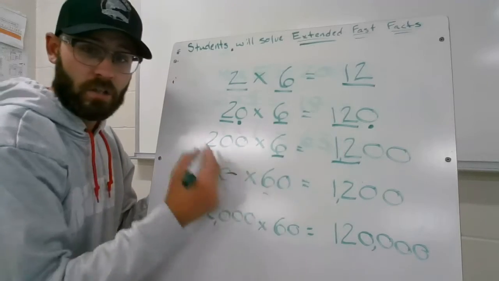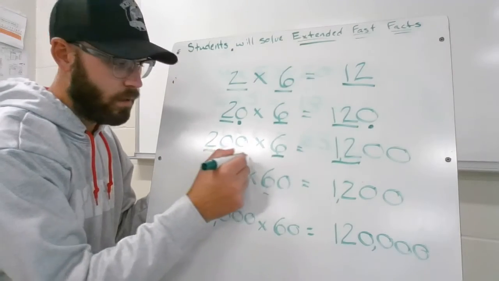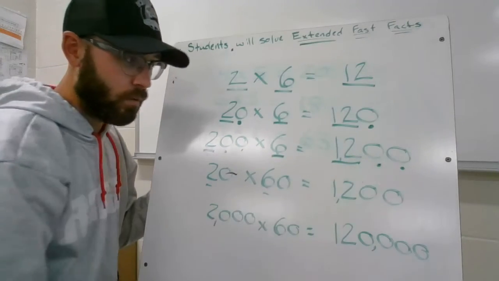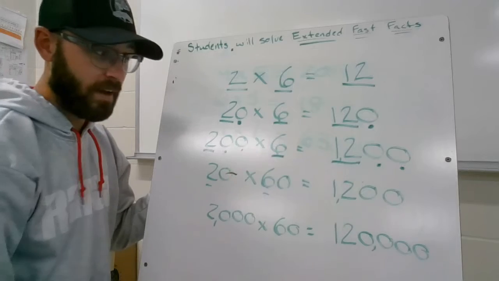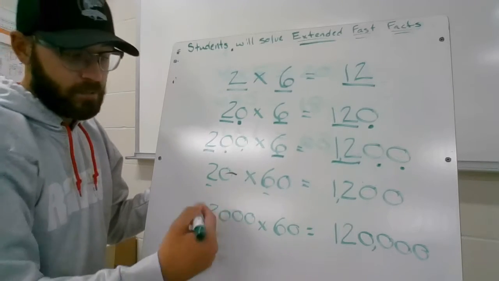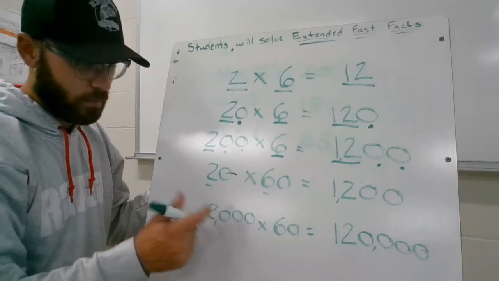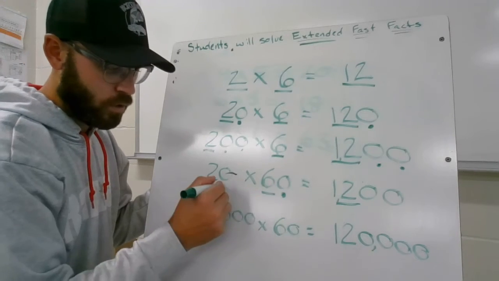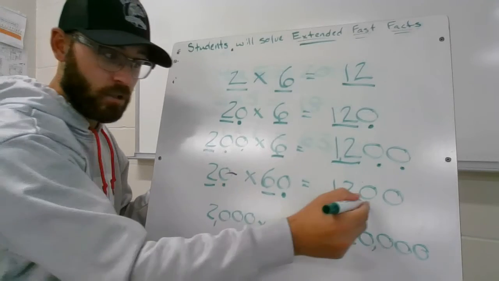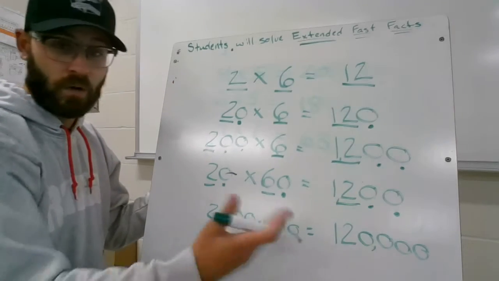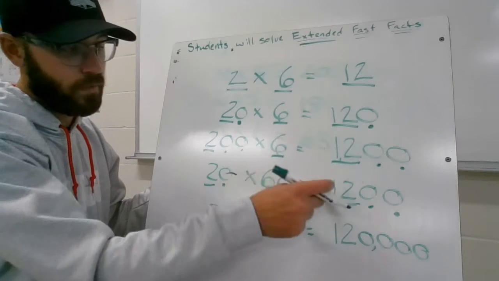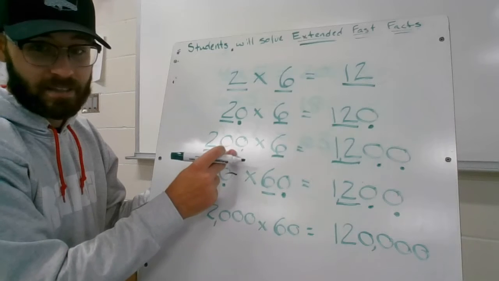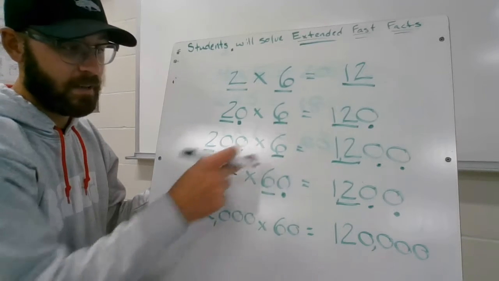But in this equation, 200 times 6, there's 1, 2 zeros. So in my product, there's 1, 2 zeros. 12 add 2 zeros is 1,200. These problems aren't much harder, although they look a little bit harder, especially this one down here. 2 times 6, once again the fast fact, 12. Add 1, 2 zeros in the equation that I was trying to solve, so there should be 2 zeros in my product. Once again, 200 times 6 is the same as 20 times 60, because this has the same amount of zeros as this, and it's still the same fast fact.